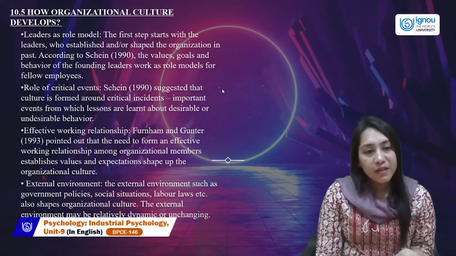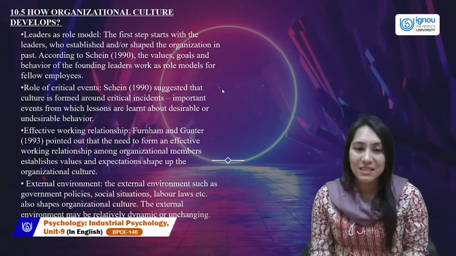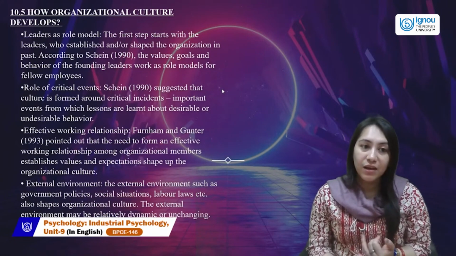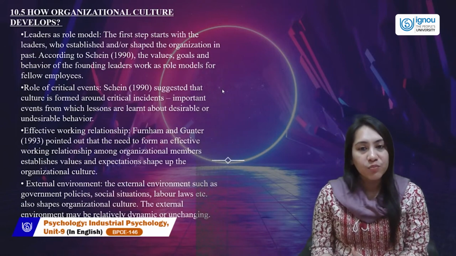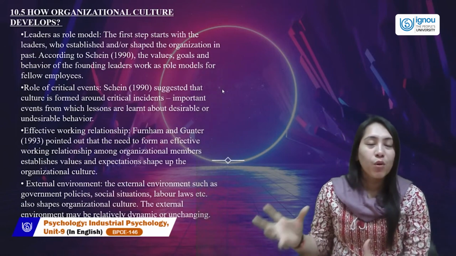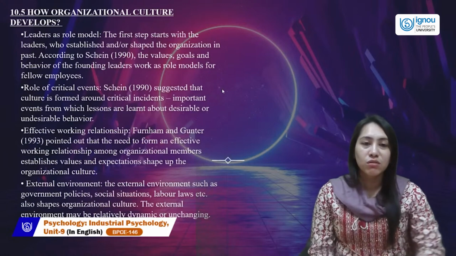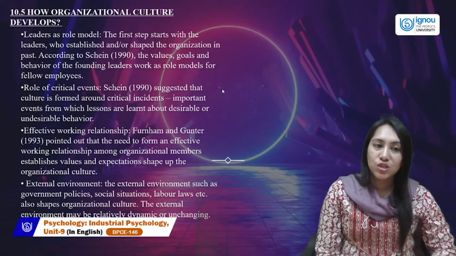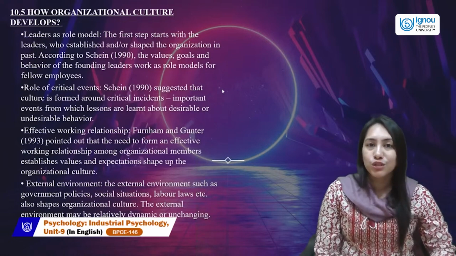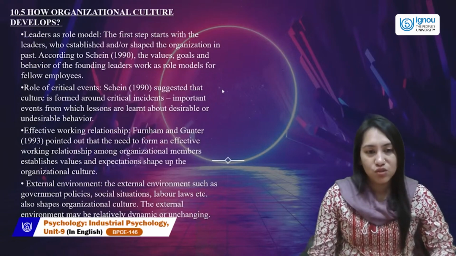Then the role of a critical event. Schein, again in 1990, suggested that culture is a form of critical incidents. Important events are important to be learned about desirable and undesirable behavior, which is very true. Yearly planner, whether an important course of changes that comes in becomes a very important lesson for both desirable and undesirable changes. So critical events are important in an organization in forming organizational culture.